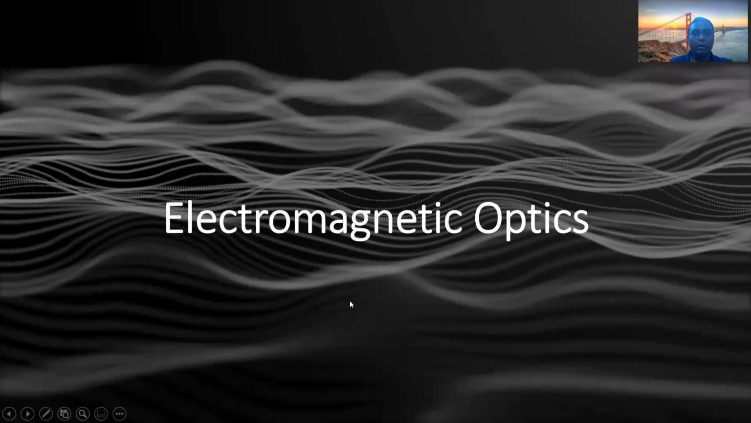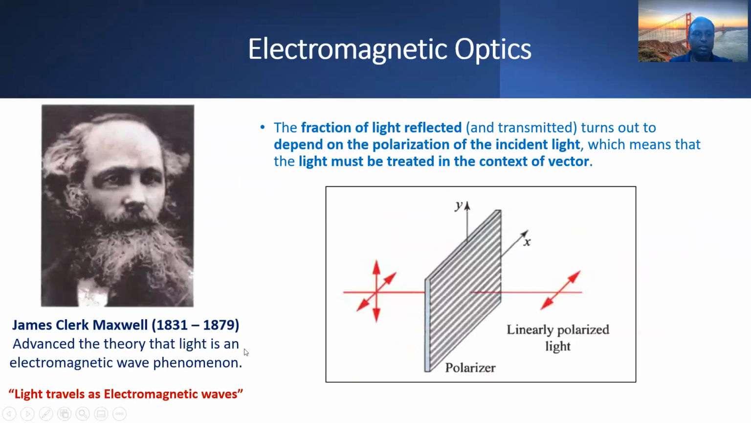Next, let's look into electromagnetic optics. About electromagnetic optics, let's review the inventor Maxwell. He advanced the theory that light is an electromagnetic wave phenomenon and defined light travel as an electromagnetic wave. The fraction of light reflected or transmitted turns out to depend on the polarization of the incident light, which means that the light must be treated in the context of vectors.